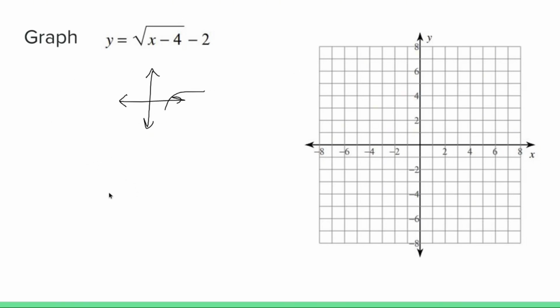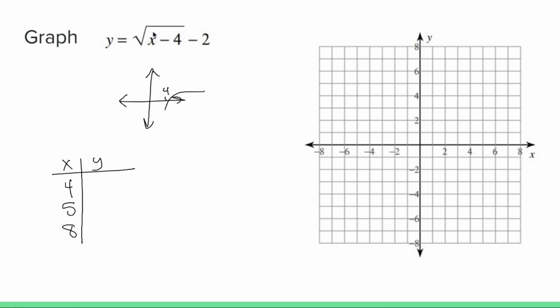So what can I plug in? Well, if I start at 4, I can't plug in anything less than 4 because none of it exists. So I can pick values that I know I can take the square root of. If I plug in 4, I get 4 minus 4 is 0. I can take the square root of that. If I plug in 5, I get 5 minus 4, which is 1. The square root of 1 is 1. Now the next perfect square is 4, so the next number I'm going to use is 8.